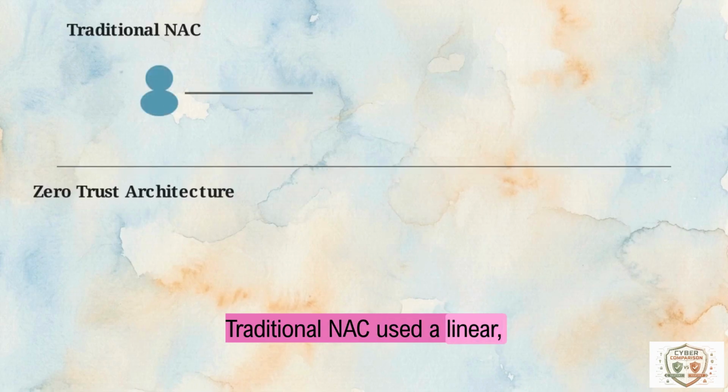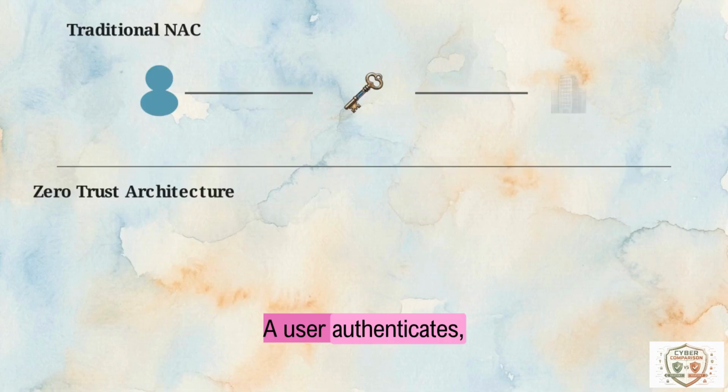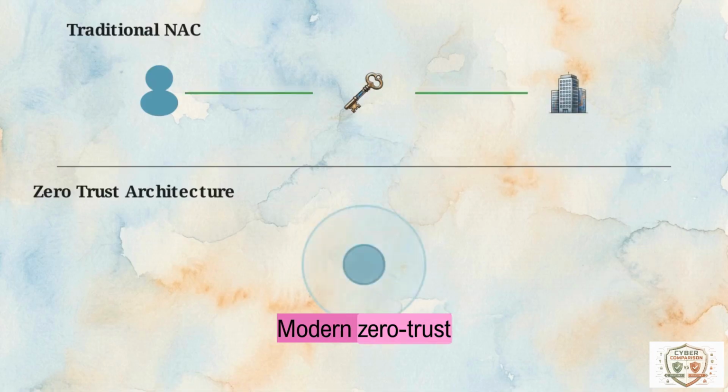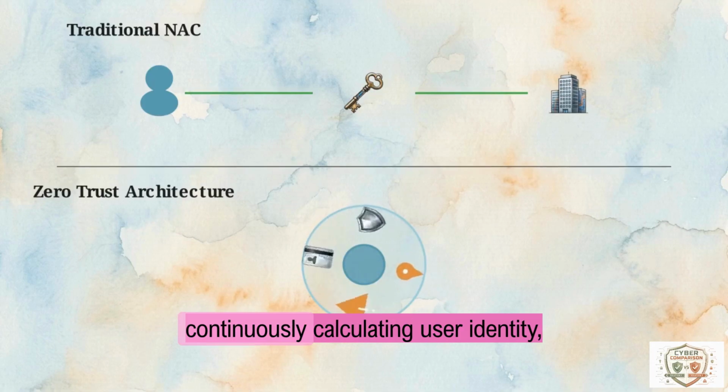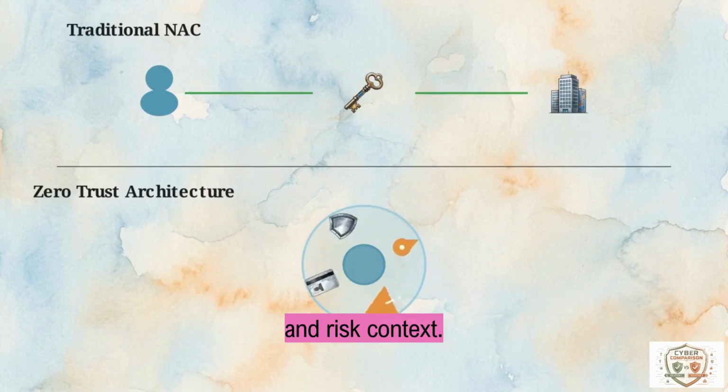Traditional NAC used a linear, one-time gate. A user authenticates and they get access. Modern zero-trust requires a dynamic equation, continuously calculating user identity, device posture, location, and risk context.